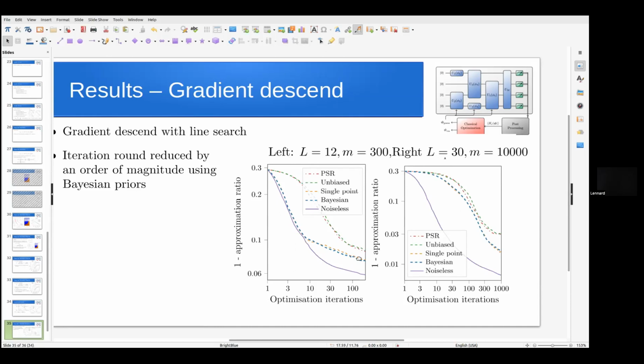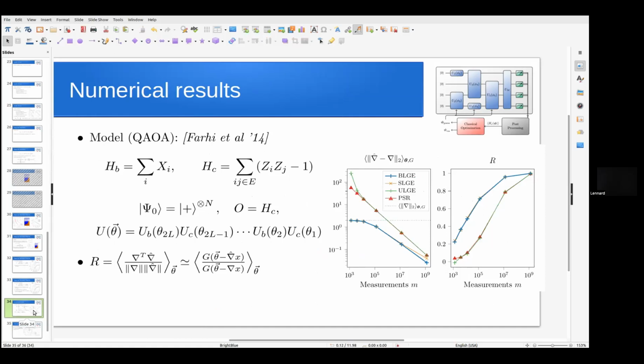And those two are the lines we get either by using the single-measurement or this Bayesian protocol we proposed, versus the standard PSR generalization in red, and the unbiased version we had. There we see this effectively quite massive difference in how many optimization rounds we need. The R, you can interpret as the cosine between the two gradients.